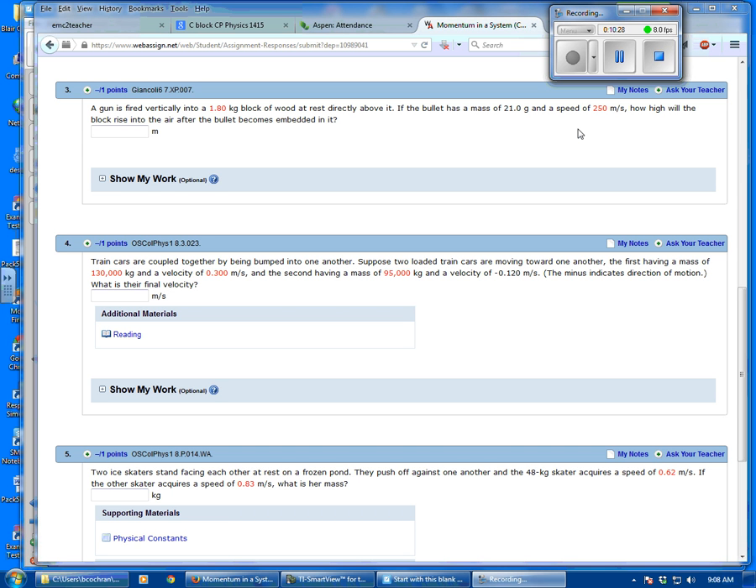All right? So we got this gun fired vertically into this block of wood. The bullet has the mass of this and the speed of this. How high will the block rise in the air after the bullet becomes embedded in it? So, do we have a system here? Yes. The bullet and the block are making up a system.